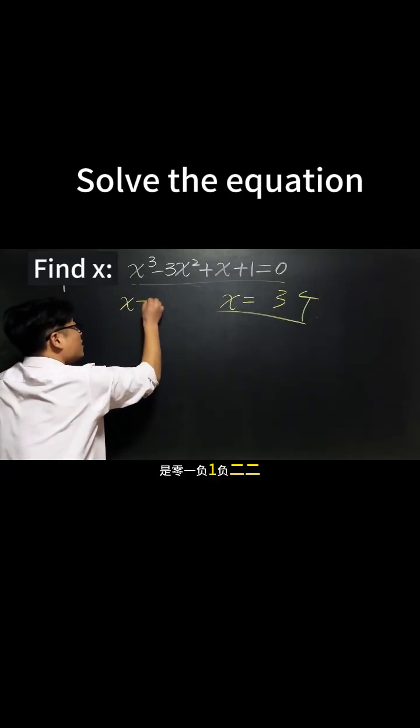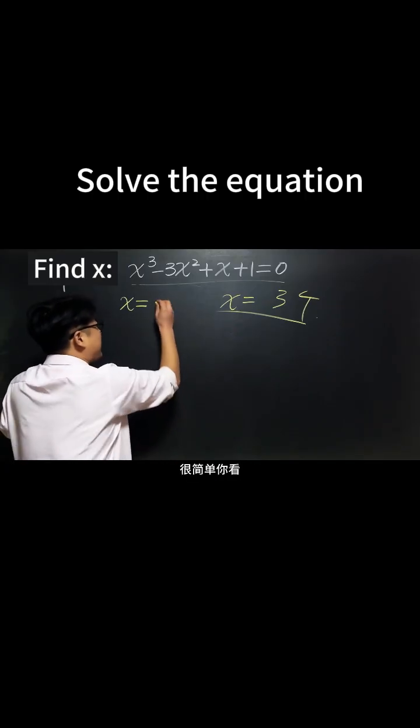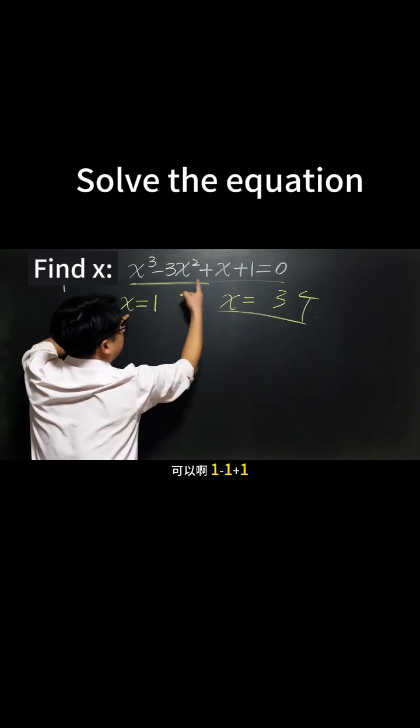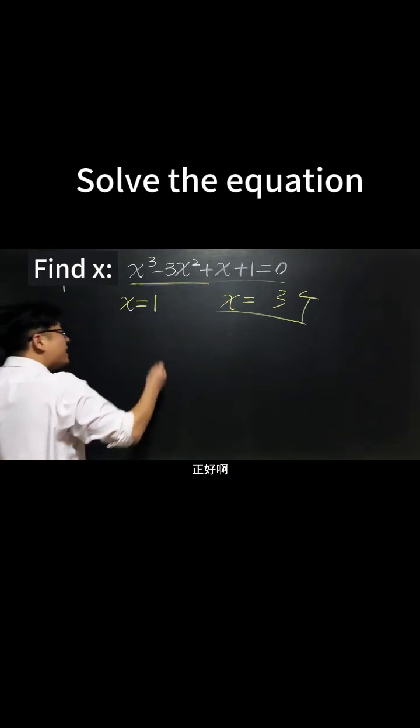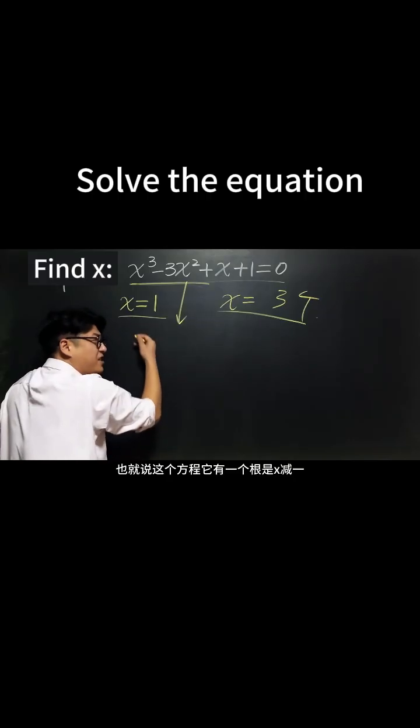So what are the possible roots? 0, 1, negative 2, 2. Just try them all. It's very simple. See, when x equals 1, if you substitute it in, it works. 1 minus 3 plus 1 plus 1, it fits perfectly. So this equation has a root at x equals 1.